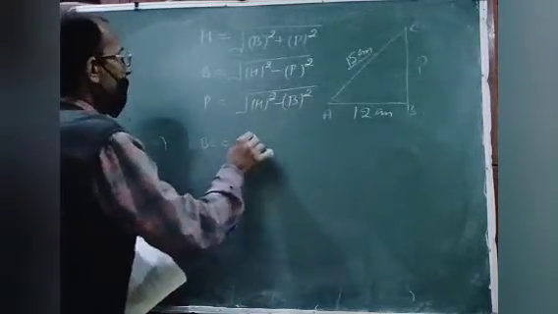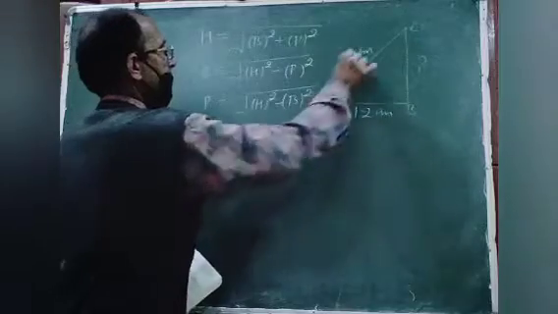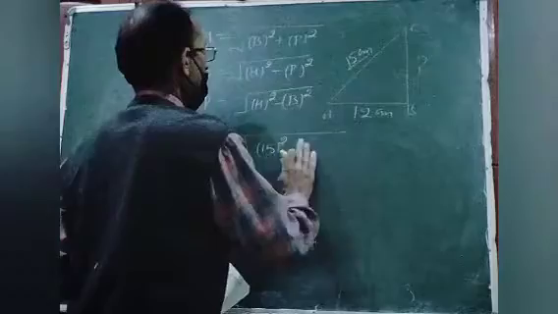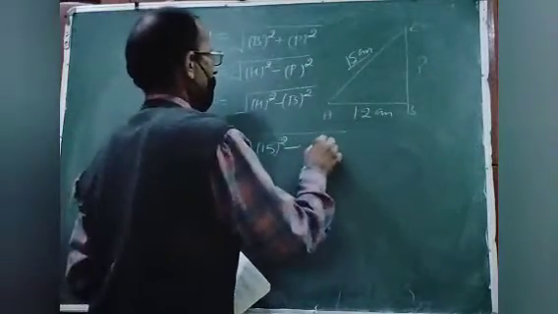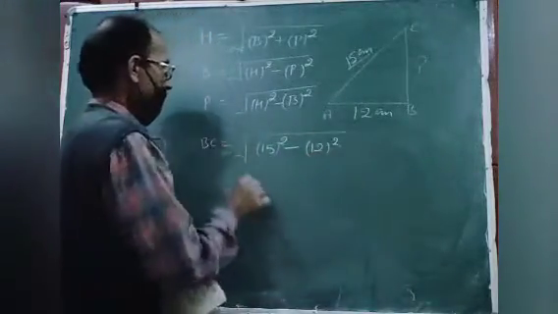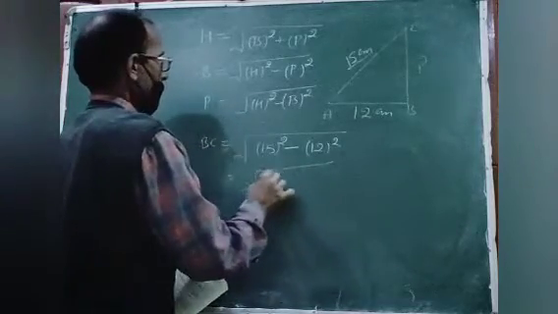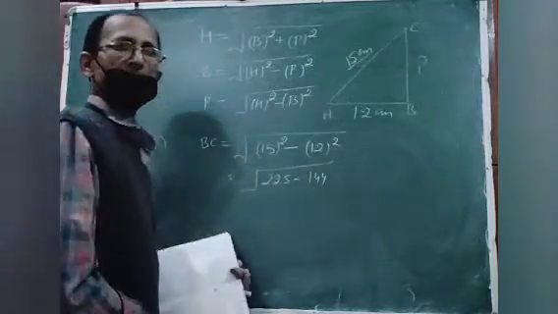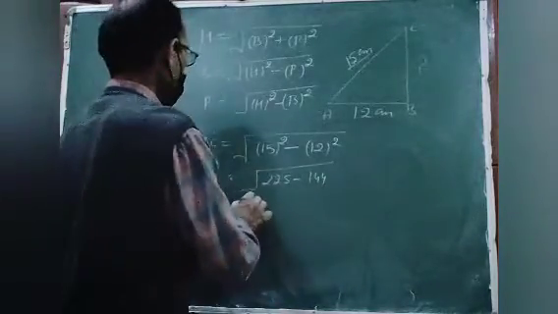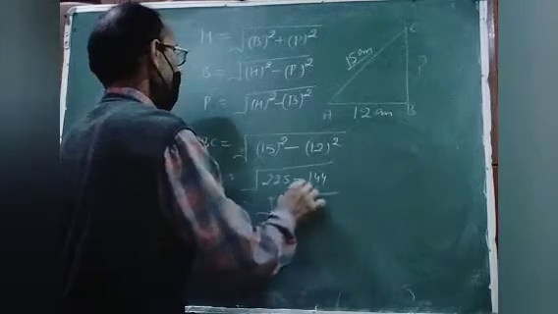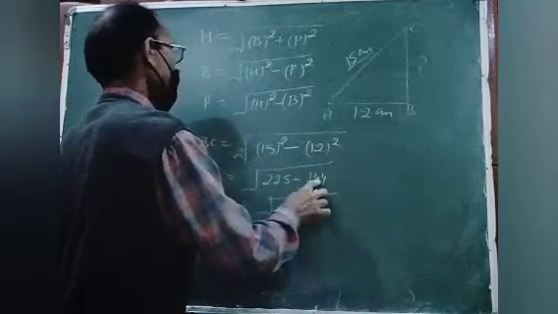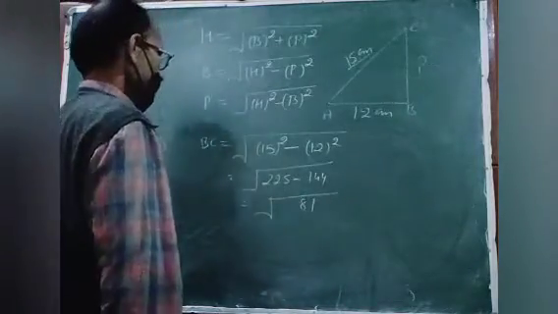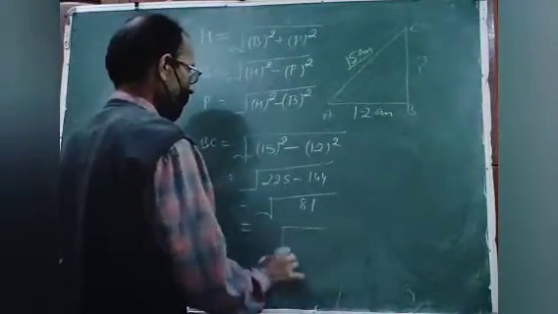BC is equal to hypotenuse square minus base square. It means 15 square minus 12 square. So 15 square is 225 and 12 square is 144. If we subtract 144, it will be 81. So 81 is the square of 9.